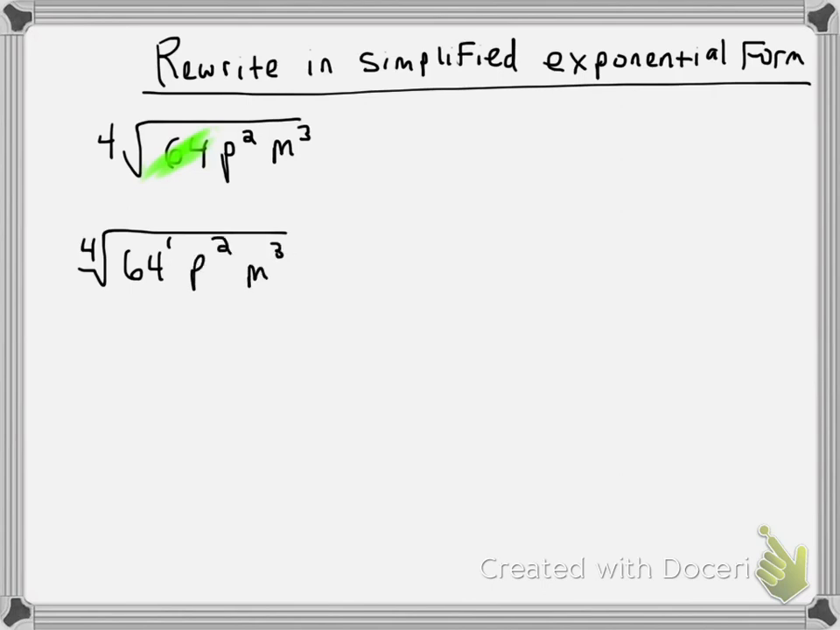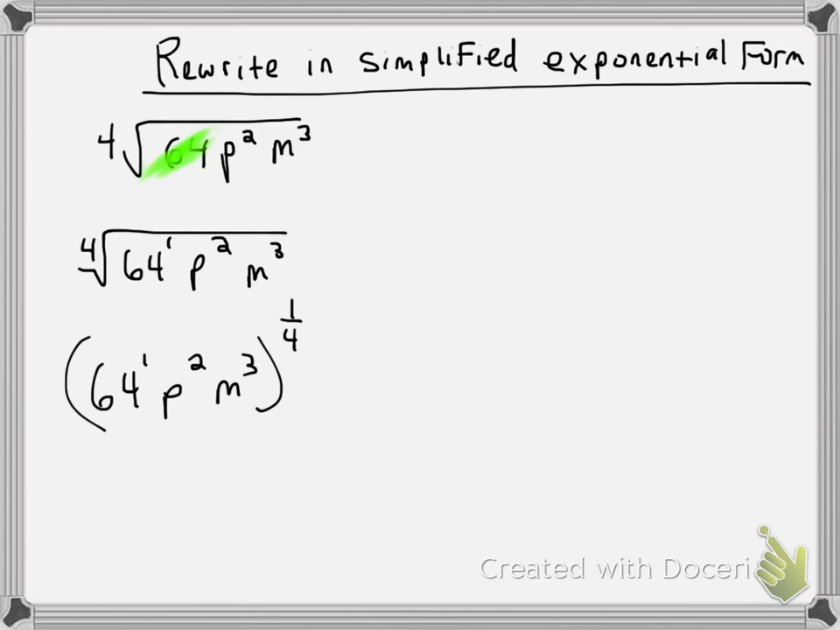I needed to be able to do that so I understand that everything has an exponent. All right, the next part is to rewrite this from radical using my rational exponents. So remember when we rewrite this stuff, 64 to the first, p squared and m cubed, all of this is actually being raised to the rational exponent of 1/4. That's the same thing as taking the fourth root.